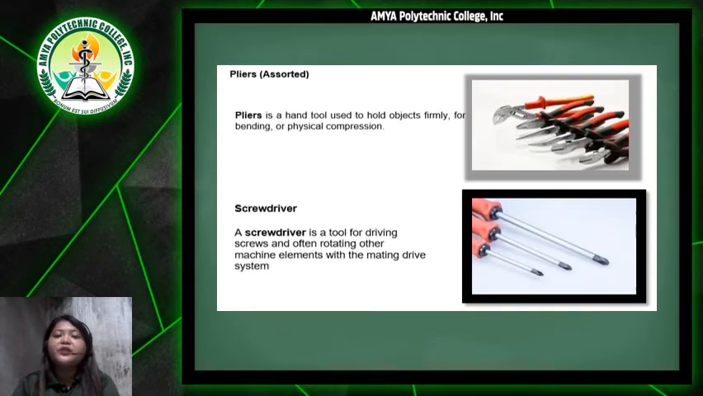Next we have the pliers. Here we have an example of pliers. Pliers is a hand tool used to hold objects firmly for bending or physical compression. And then we also have the screwdriver. A screwdriver is a tool for driving screws and often rotating other machine elements with a mating drive system.